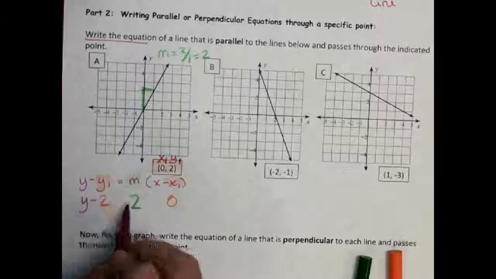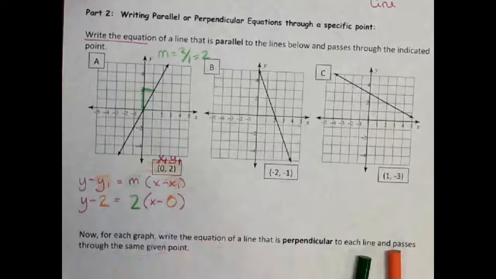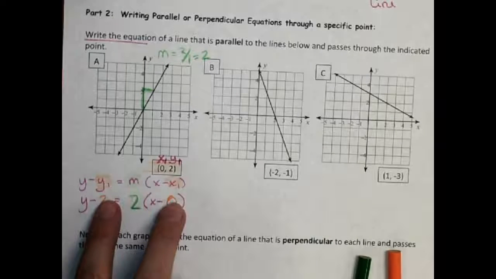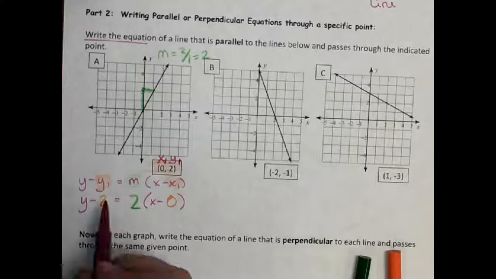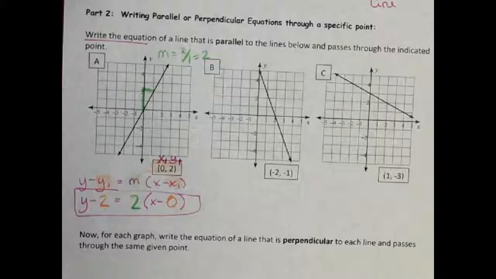Y minus 2 equals m I plugged in and x minus this. So I'm plugging in for x1 and y1, and I'm plugging in for the m. And that's it, I'm done. You don't have to simplify it. We have the answers like this on the homework, and the answers are like this on the test.